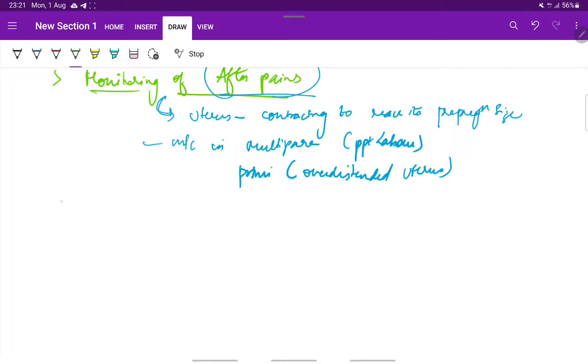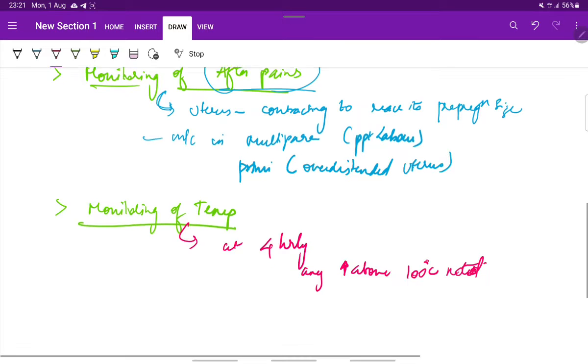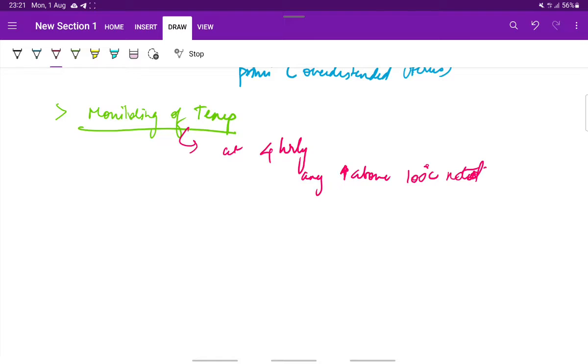Next would be the monitoring of temperature. The temperature should be monitored at 4 hourly intervals, and any rise above 100 degrees Celsius should be specially noted. Generally, just after delivery there will be physiological rigor, which comes back to normal within some time. If the temperature stays high or doesn't come back to normal, then we should report it immediately. There could be any possible infection, either uterine infection or urinary infection.